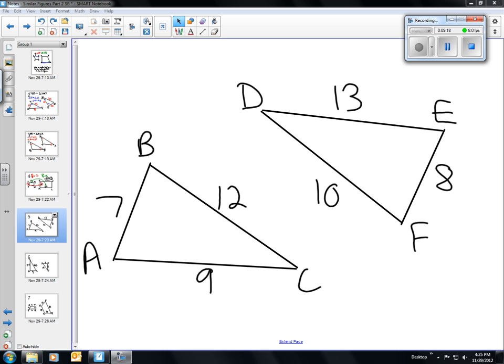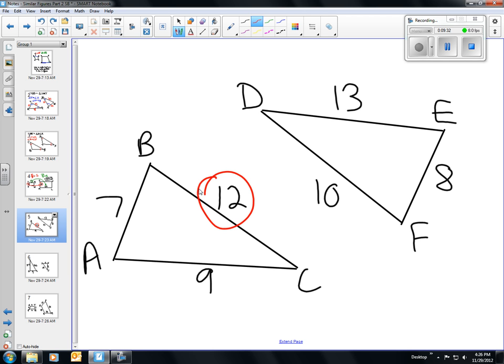Then on the second example, we have two triangles that may or may not be similar. And we have to match up their corresponding parts so that we see if they're similar or not. So the biggest side of this triangle would be 12. Therefore, we match that up with the 13 here. So we could say the ratio of 13 to 12.